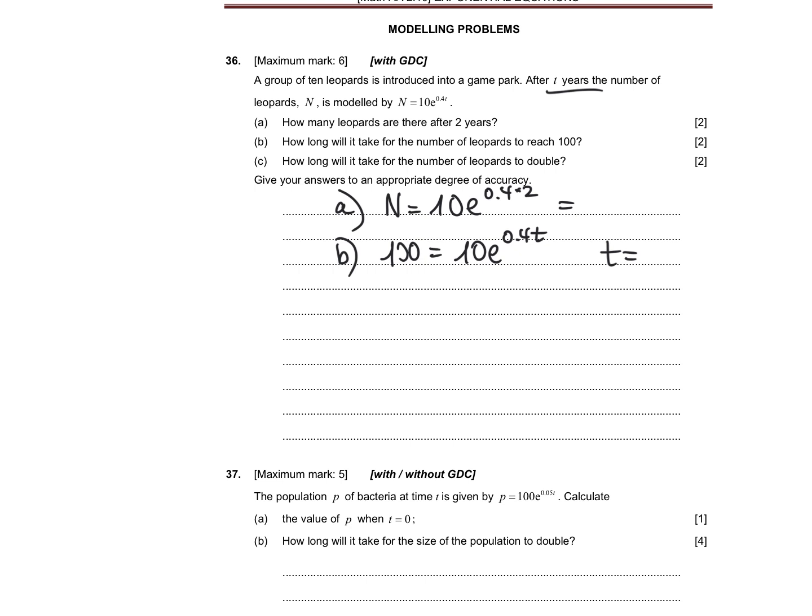So for C, how long will it take for the number of leopards to double? So if we started with 10, because that's the initial amount, if we substitute in t equals 0, that's the initial amount. So we want 20. And again, you can nSolve. Okay.